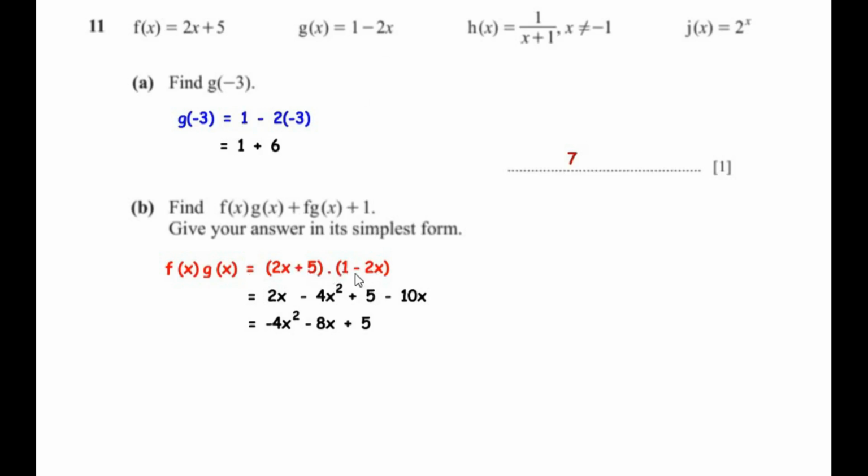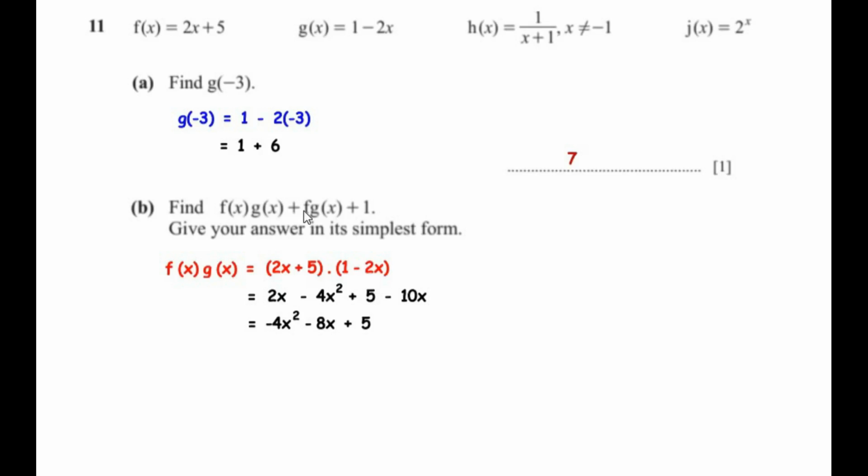Now expanding these two brackets, 2x multiplies with 1 giving us 2x. 2x times minus 2x is minus 4x square. 5 times 1 is plus 5, and 5 times negative 2x is negative 10x. Now rearranging this, minus 4x square stays as it is. Now we have like terms, 2x minus 10x. They will add up to give us minus 8x plus 5. This is the value we got for f of x times g of x.